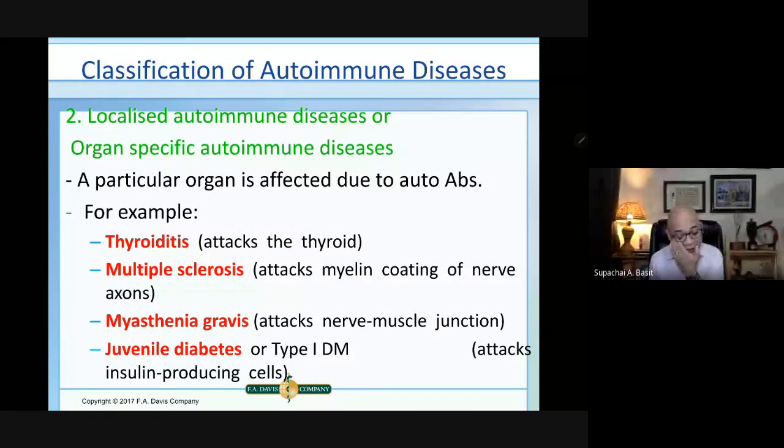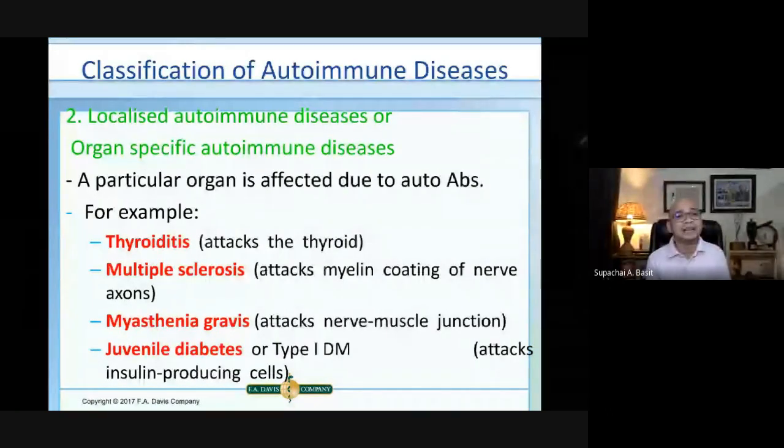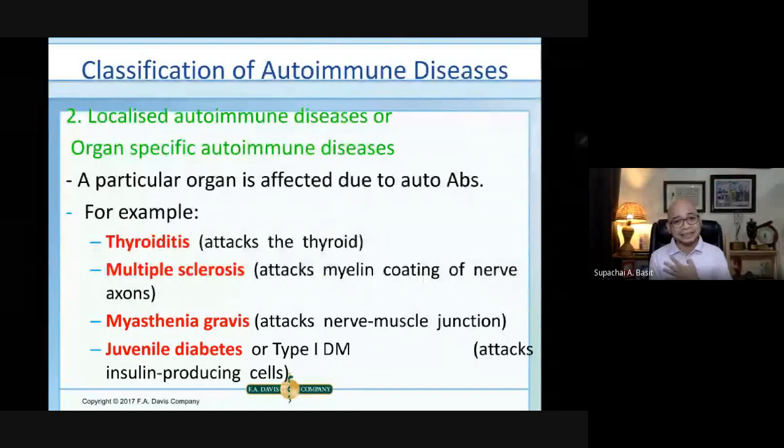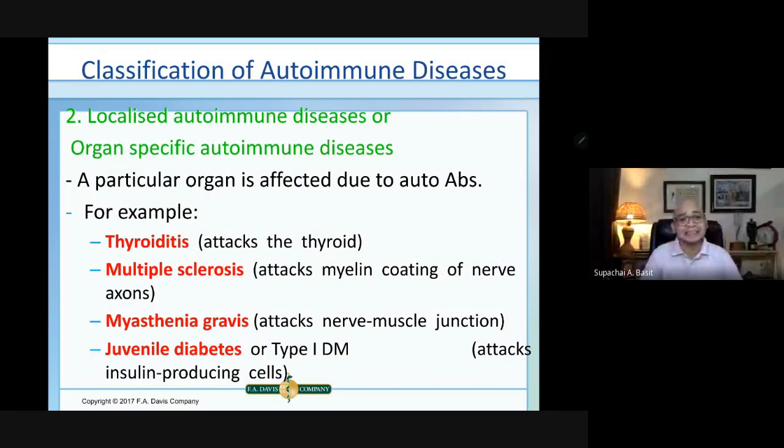When we say localized autoimmune disease, this is also known as the organ-specific autoimmune disease, meaning to say only a particular organ is affected due to autoantibodies. For example, thyroiditis attacks the thyroid. If you have multiple sclerosis, it attacks the myelin sheath, the coating of nerve axons.